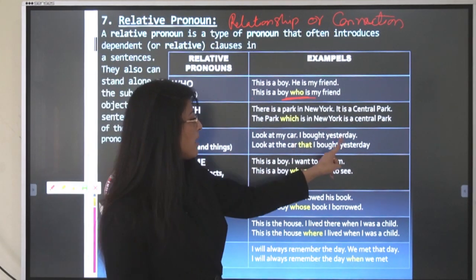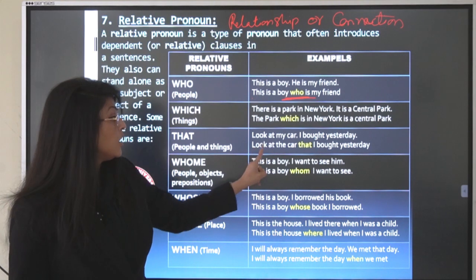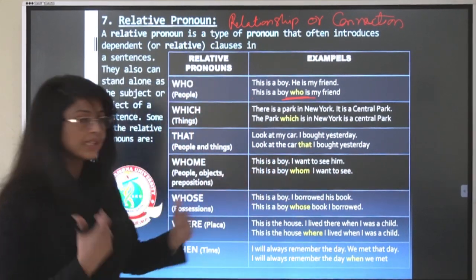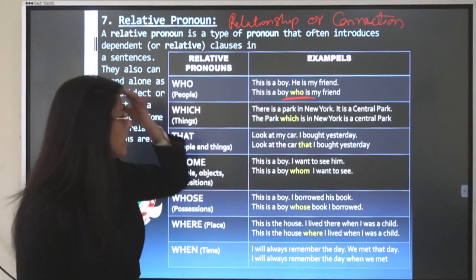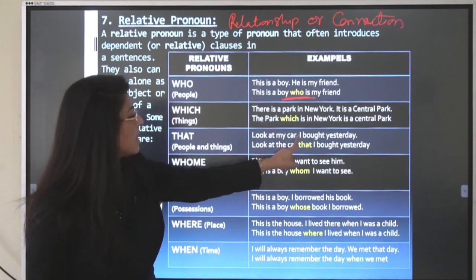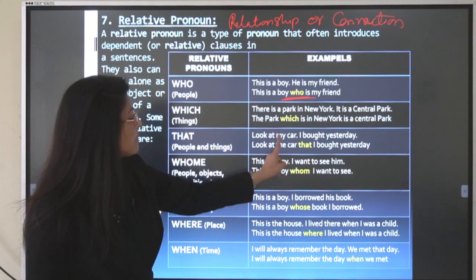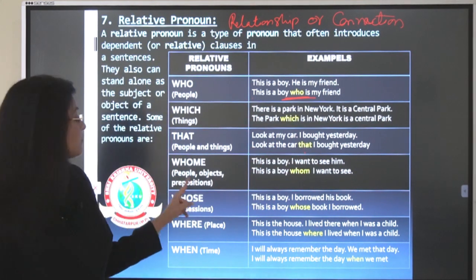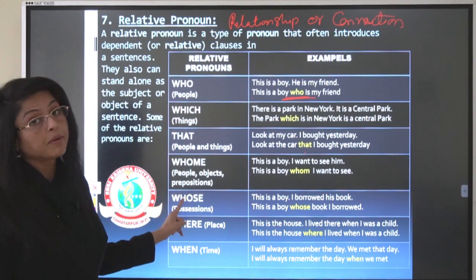Look at my car I bought yesterday. Look at the car that I bought yesterday. Simple, right? It's making the sentence simpler just by joining one thing. My car, I. So two pronouns are being replaced by just one, that. Whom is used for people, objects and prepositions.